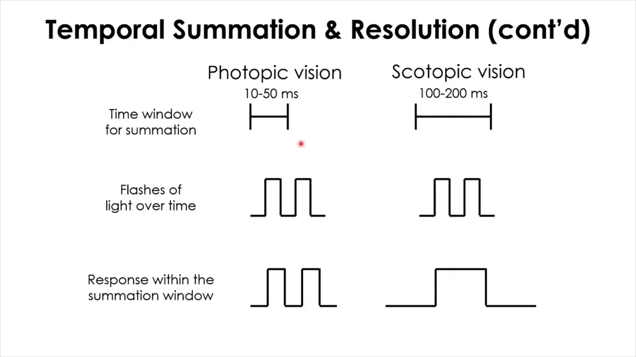So let's say there were two flashes over time. Let's just assume that the intensity of each flash is subthreshold, okay? So for the photopic vision, one flash falls within the critical duration and the other is outside of the critical duration. So the net result is two flashes that are detected. On the other hand, when the same two consecutive flashes fall in the scotopic system, then these two flashes will be summated because the window of summation for scotopic vision is much wider. So the net result will be a single flash detected.